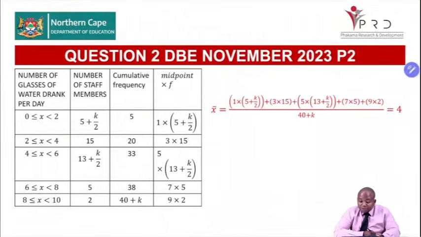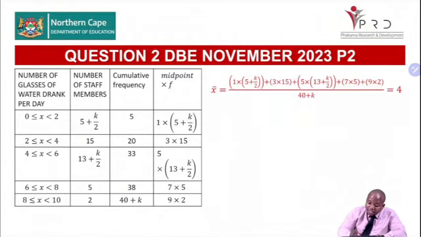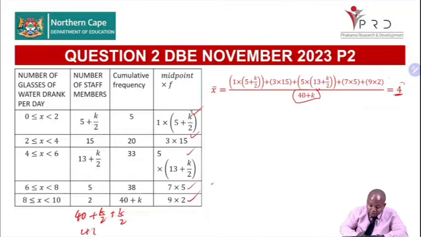Right, now to find our value, remember they told us this is the mean, so we are going to add all of these values, 1 2 3 4 5. We add all of them, we divide by the total. Our total, remember, is 40 plus k, and it equals 4, because we were told that the mean is equal to 4. Remember, the 40 comes from 40, then it's k over 2 plus k over 2, which is now 40 plus k, which is what we're having right there.